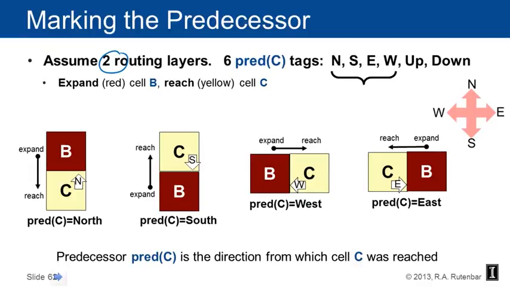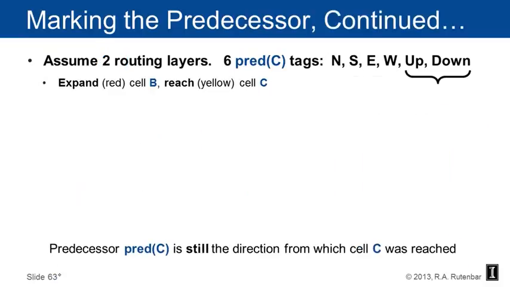North, south, east, west, up, down: 3 bits. So I don't need to put a double, 64 bits, in every cell in the grid. So far, it looks like I need 3 bits for the tag, maybe 1 bit to know that I've reached it, and maybe a small number for the cost. So I can do it with a very small number of bits. Just to emphasize, the predecessor is the direction from which cell C was reached.